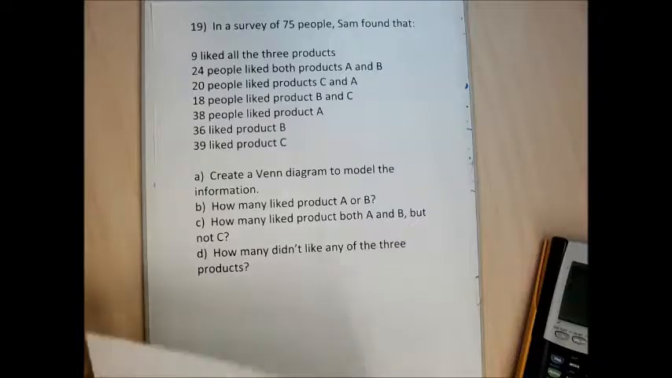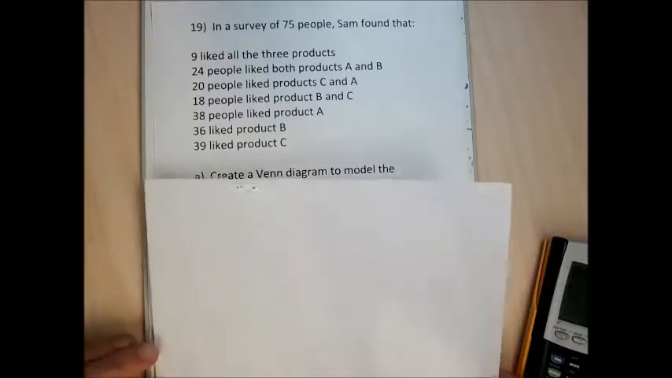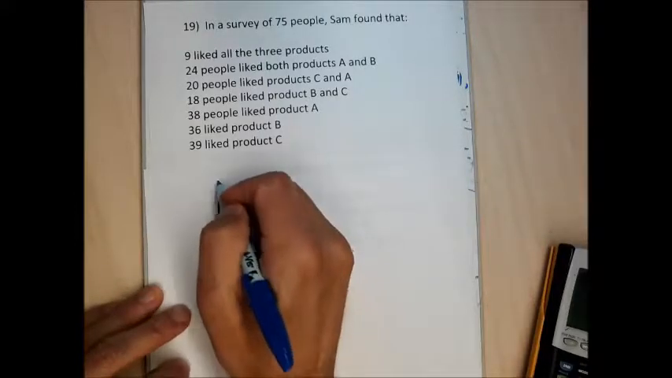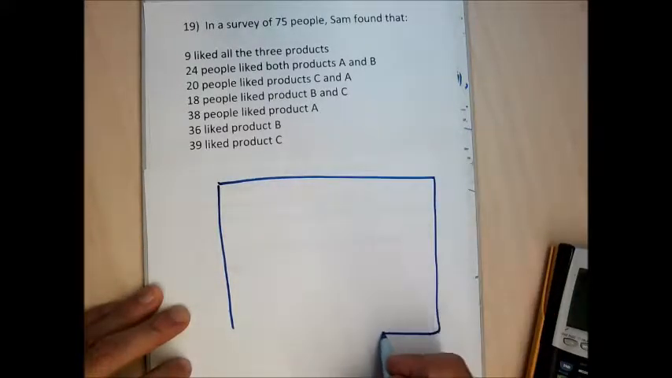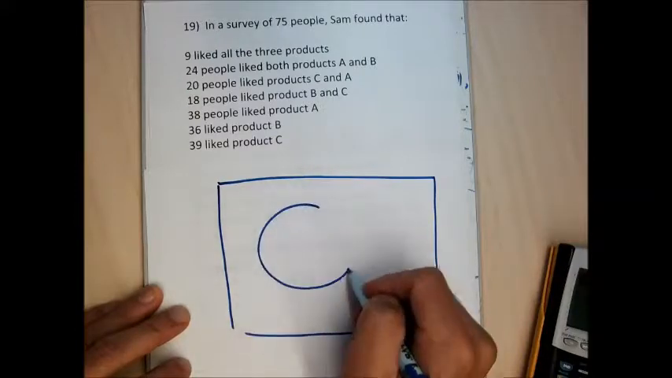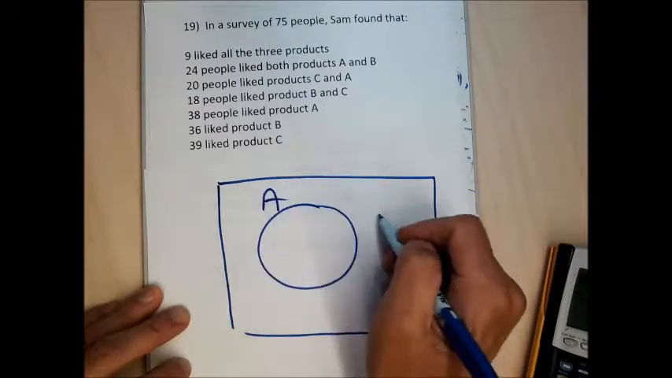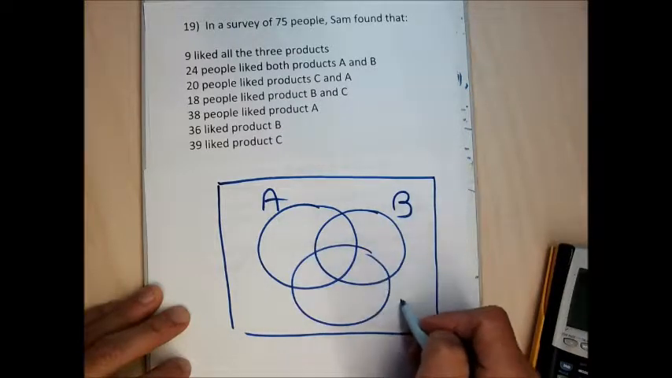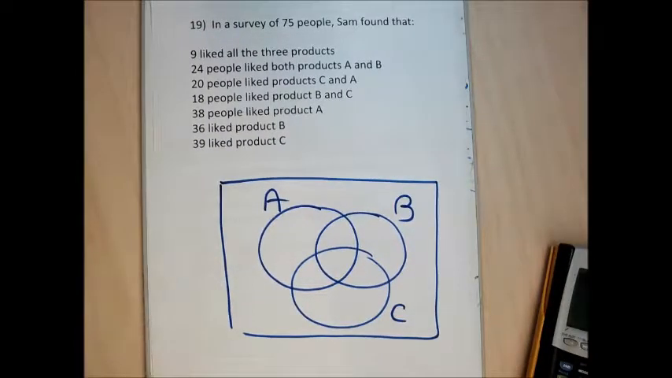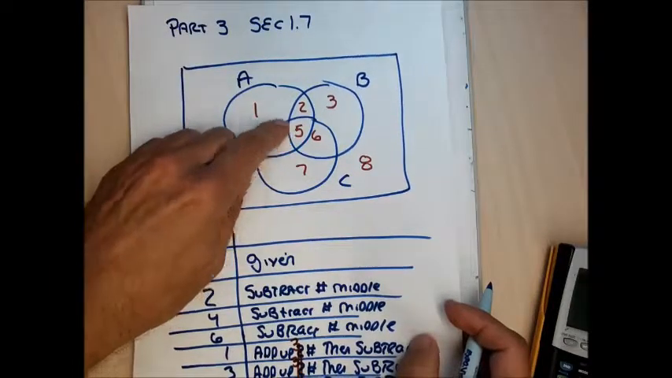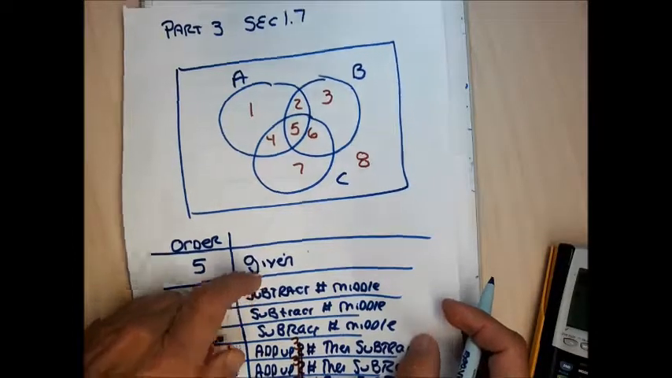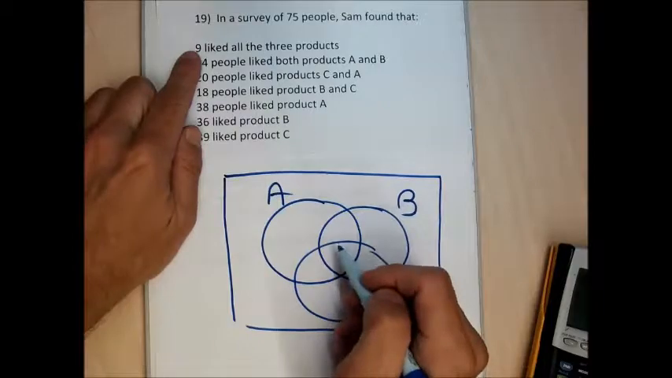So we're going to try to create a Venn diagram for this information for part A of number 19. We have 75 people that were surveyed on which products they like. Sam surveyed 75 people. Some liked product A, some liked product B, some liked product C, and I'll fill in this Venn diagram one at a time. First, I'm going to fill in region 5. That's a number that's given. That's the people that liked all 3, A, B, and C, and that's those 9 right there.